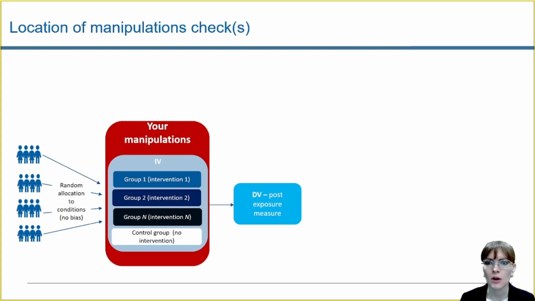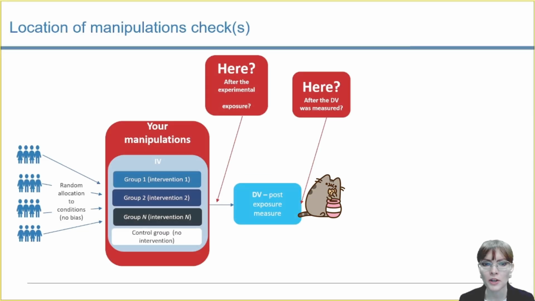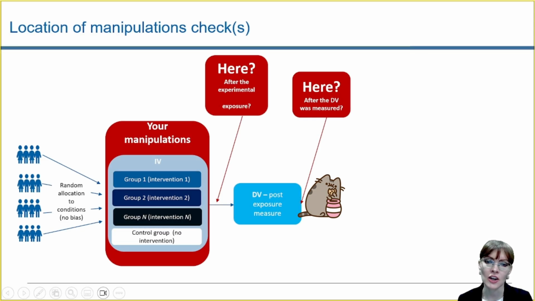Let's have a look again at our example. These were our manipulations. Should manipulation checks be asked right after the exposure? And naturally, they would remember more compared to filling in a lot of questions and, in 10 minutes, perhaps forgetting about your interventions? Or should it actually be located here after you measured your dependent variable?